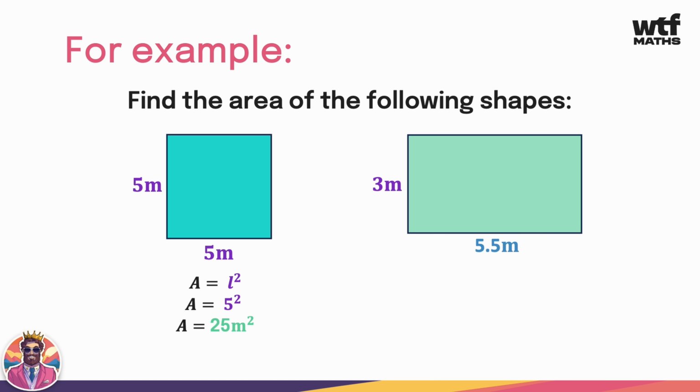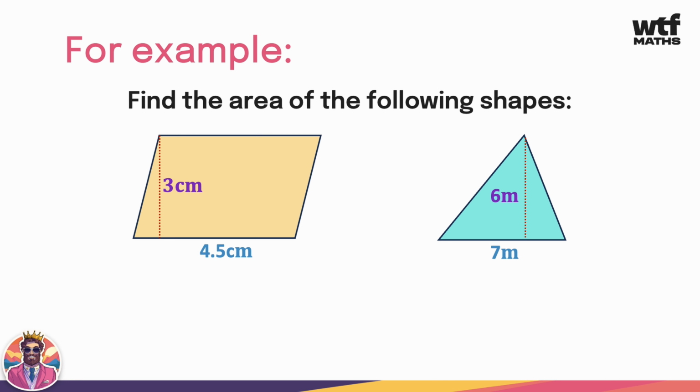Next shape we have on the right is a rectangle. It's got a base of 5.5 meters and a height of 3 meters. So we're going to do length times width. So the length is the longest side, so I'll make that 5.5. And the width in this case, even though you can use the word height, is 3 meters. So 5.5 times 3 is 16.5 meters squared. So if you got a ruler out, cut it all up, you'd find 16 and a half 1 meter squares inside that shape.